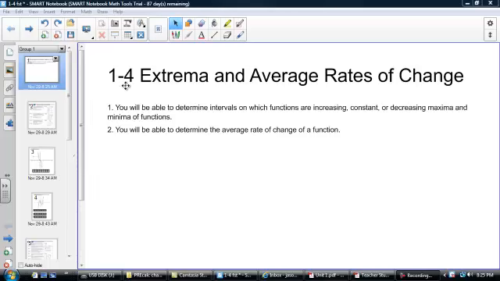Hello all. This is lesson 4 of Unit 1. We're talking about extrema and average rates of change. At the end of this lesson, you will be able to determine intervals on which the functions are increasing, constant, or decreasing. You will also find maxima and minima of functions. You will also be able to determine the average rate of change for any given function.